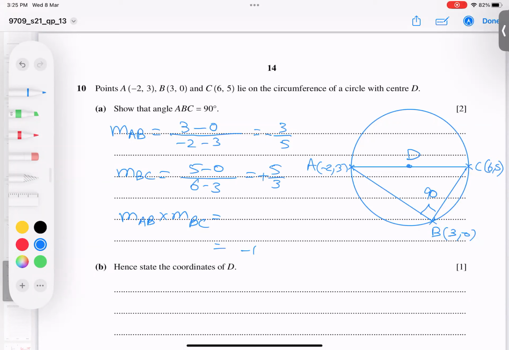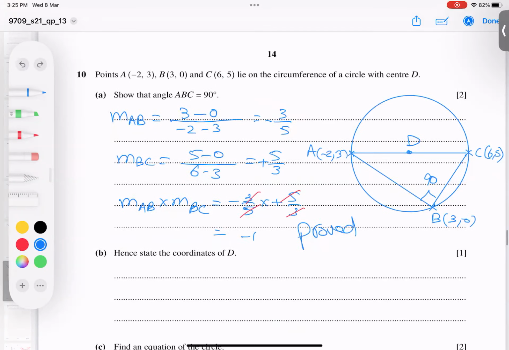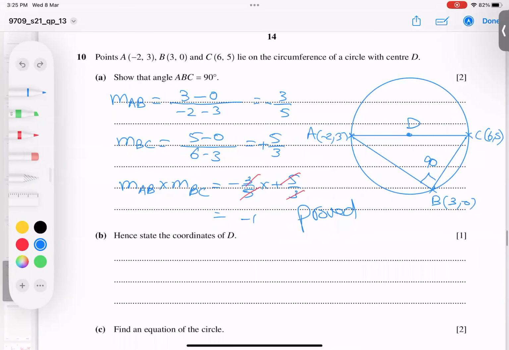And you can see both gradients: -3 over 5 times 5 over 3. You can see the 3s cancel, the 5s cancel. And what is left behind, students? -1. So we can say that we have proved the angle ABC is 90 degrees.